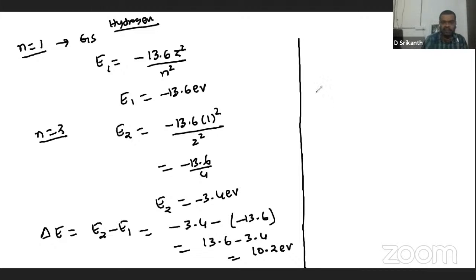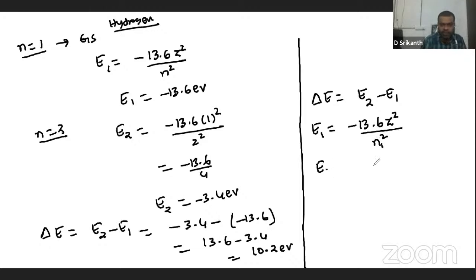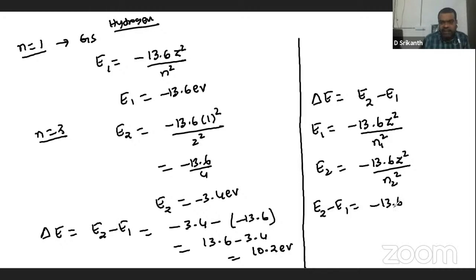Energy difference, that is delta E equal to E2 minus E1. Let us consider E1 is equal to minus 13.6 Z square by N1 square, and E2 will be minus 13.6 Z square by N2 square, right? Can I write? That is E2 minus E1 is equal to minus 13.6 Z square by N2 square plus 13.6 Z square by N1 square.